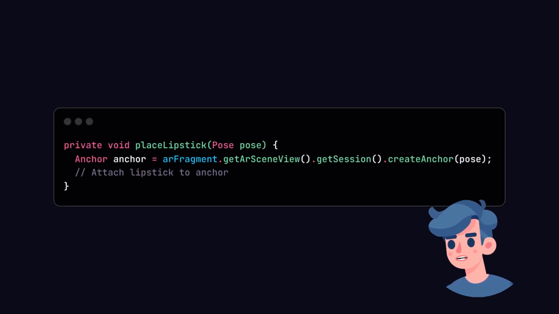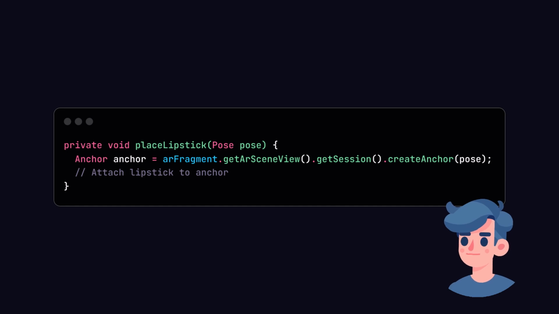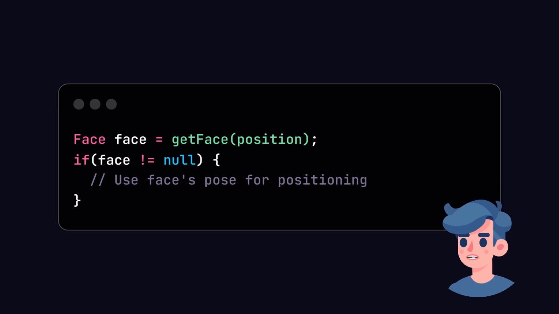The next part is crucial: attaching the lipstick model to the user's mouth position detected by AR. First, define a method to place the model. Let's also store the model in a variable when placing it in the AR environment.